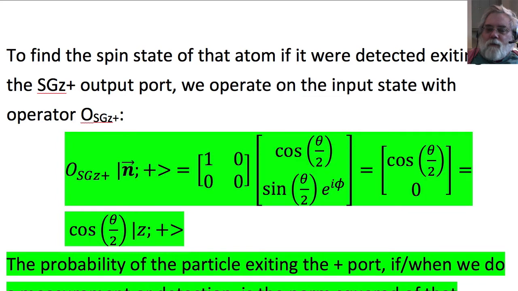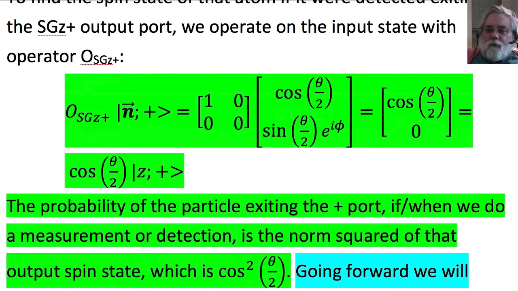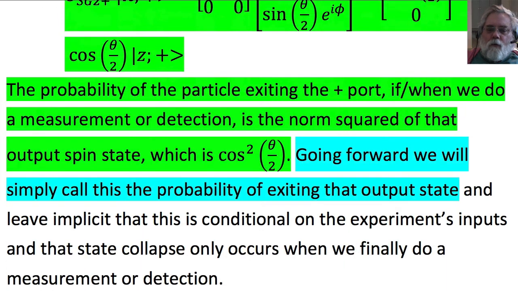Now, we can find the probability of the particle exiting that port. If and when we do a measurement or detection, it is the norm squared of the output spin state, and that is cosine squared theta over 2. Going forward, we'll simply call this the probability of exiting the output state. I won't always remind you that it is the norm squared of the state. We'll leave implicit that this is conditional on the experiment's inputs and that the state collapse only occurs when we finally do a measurement or detection. So we will just say, the probability is this.